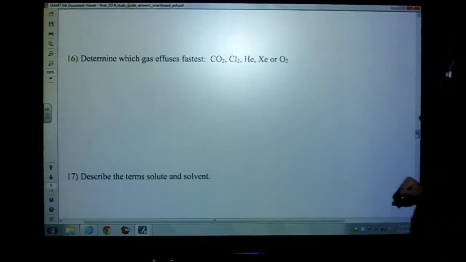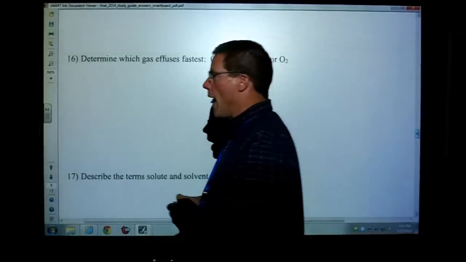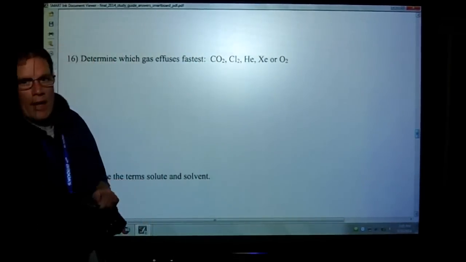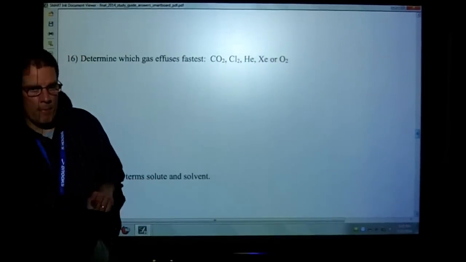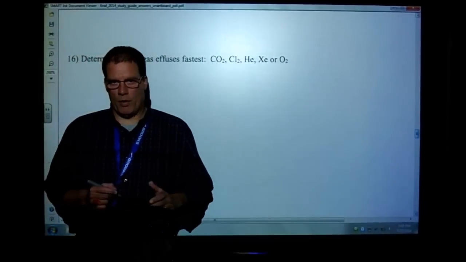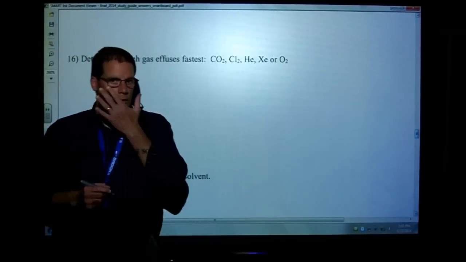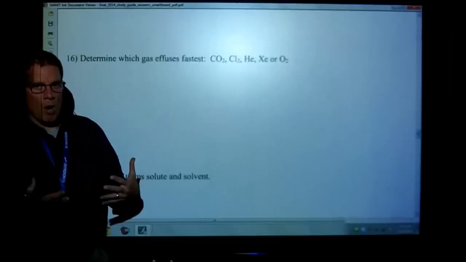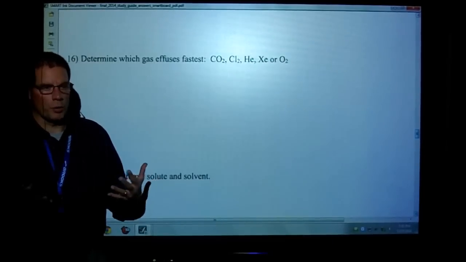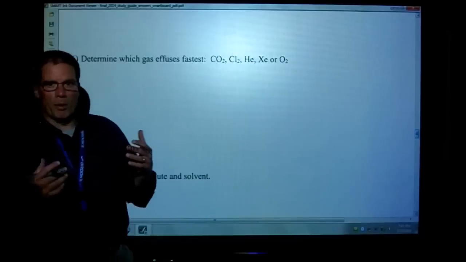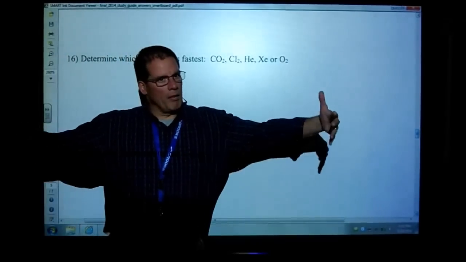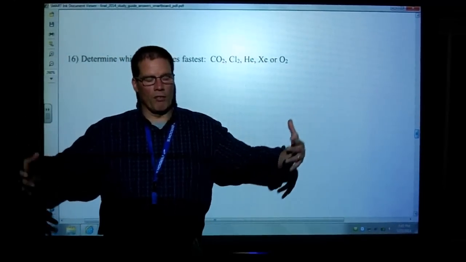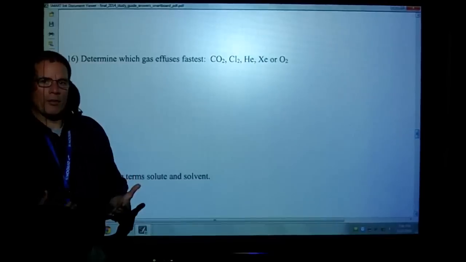Number 16, determine which gas effuses the fastest. It's kind of like in a road race, or if you're racing against somebody. Generally speaking, those who are built smaller, and I'm talking about adults or young adults, in other words, not big football frames like myself, can generally run faster.